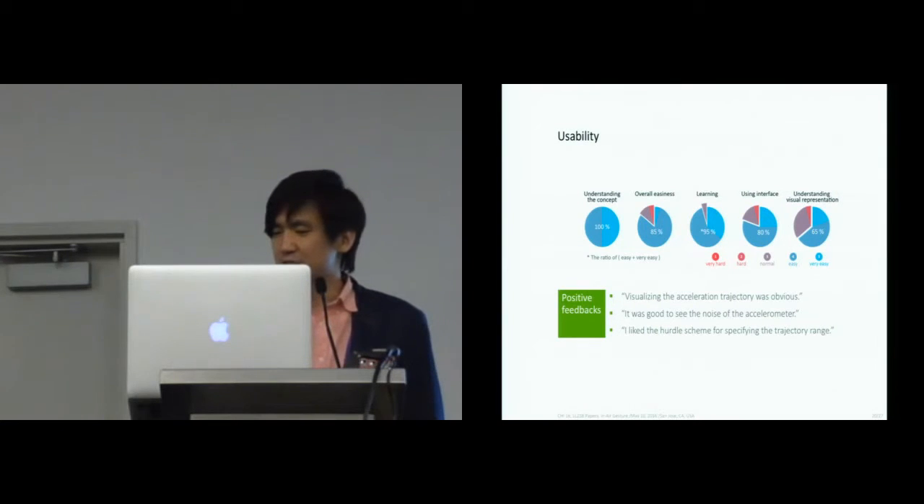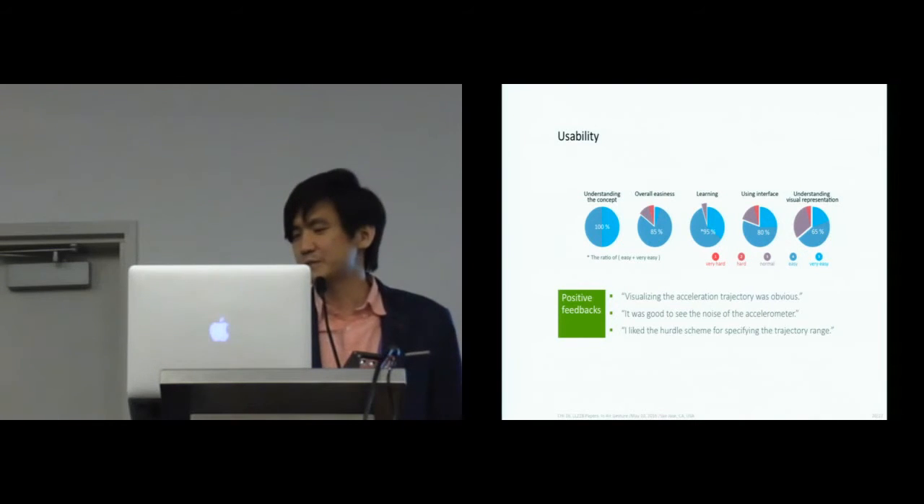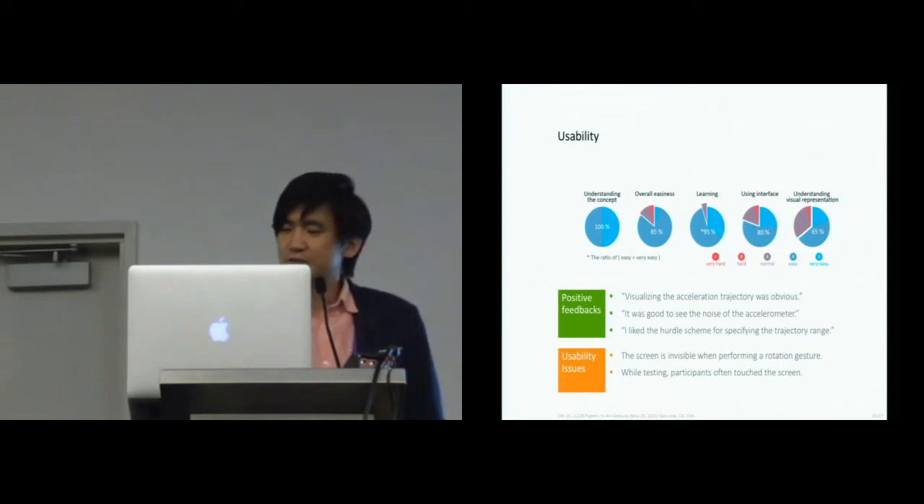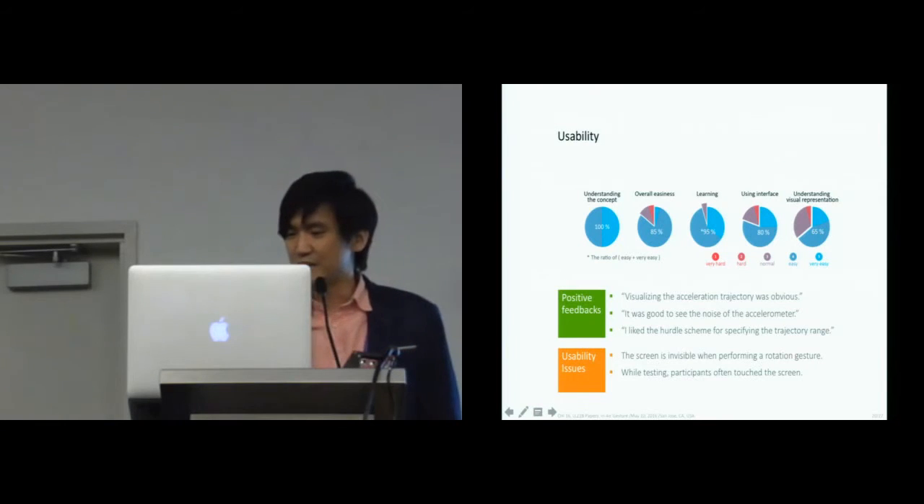One participant said it was good to visualize the noise of the accelerometer, which is an important constraint of the sensor. Another participant said he liked the hurdle scheme for allowing him to control the range of the trajectory. However, some usability issues were also raised. For example, it was hard to see the interface screen when a user performs a gesture with rotational motions.